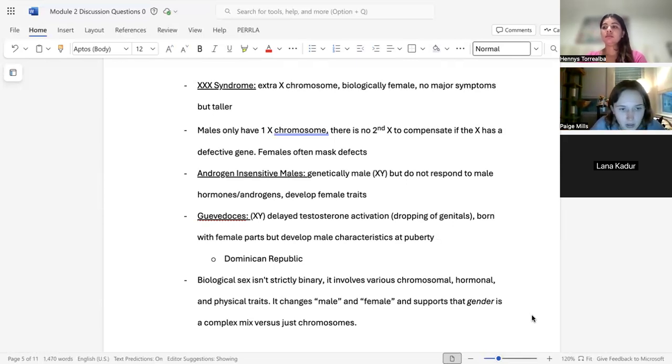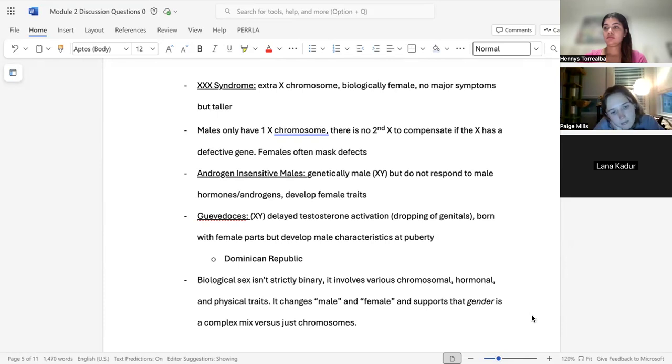And then the last term, it's a delayed testosterone activation, or it's like the dropping of their genitals. So they're born with female parts, but they end up developing male characteristics at puberty, which is pretty crazy. And she mainly talked about this happening in the Dominican Republic. And then lastly, biological sex isn't strictly binary. It involves a lot of aspects, including chromosomal, hormonal, and physical traits.